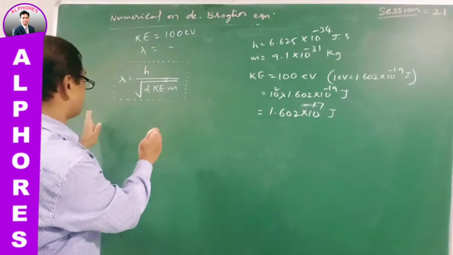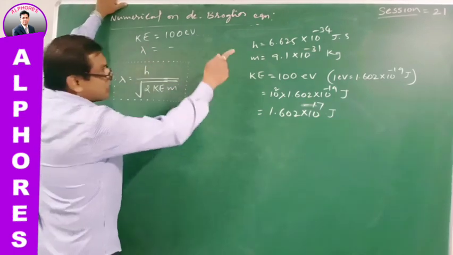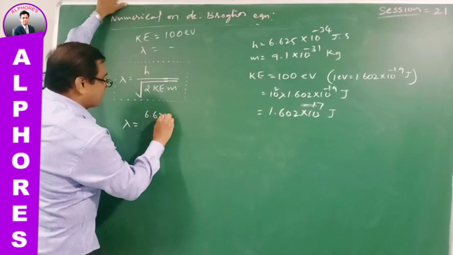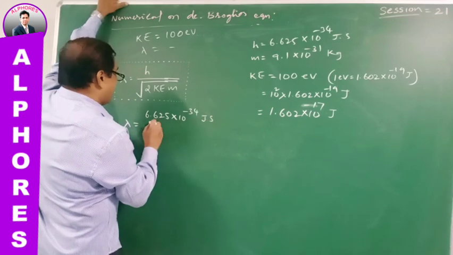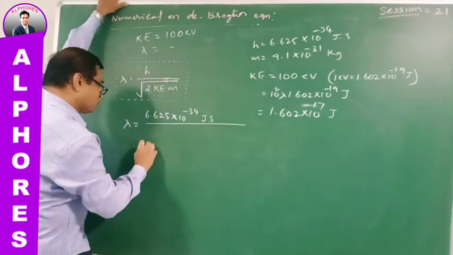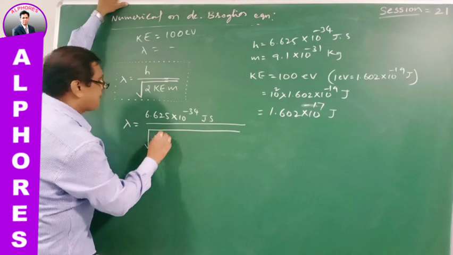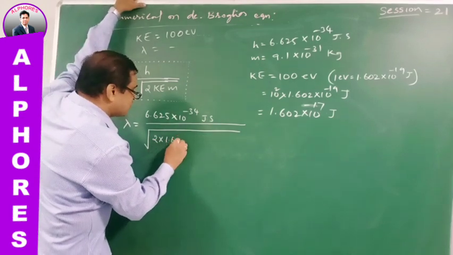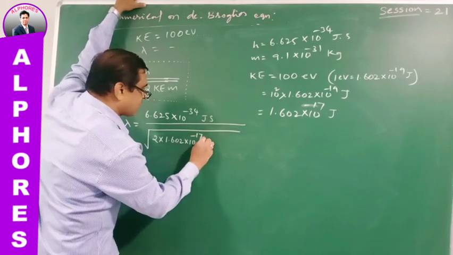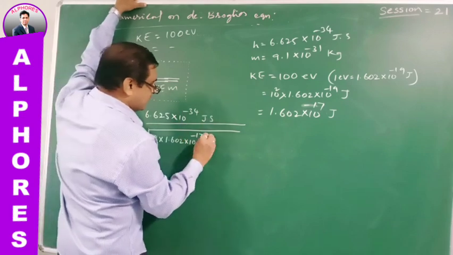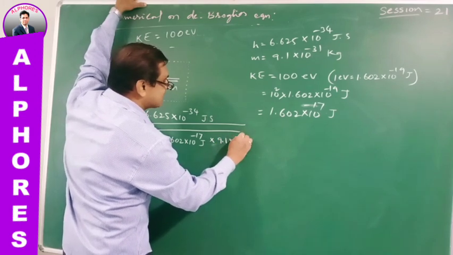Now substitute the values in the formula. The de Broglie wavelength is equal to h, Planck's constant, 6.625 into 10 to the power minus 34 joule second, divided by the square root of 2 into the kinetic energy, 1.602 into 10 to the power minus 17 joules, into the mass of the electron, 9.1 into 10 to the power minus 31 kg.